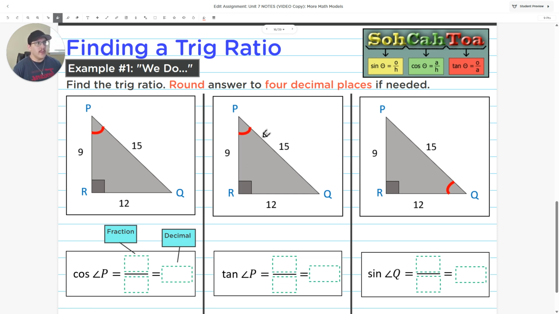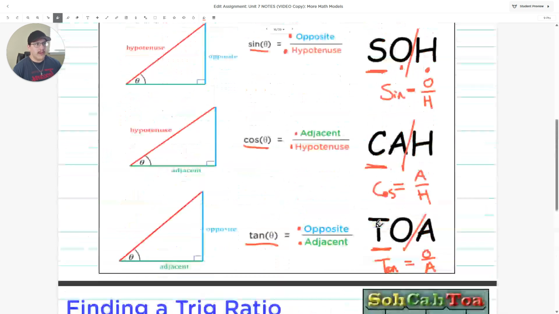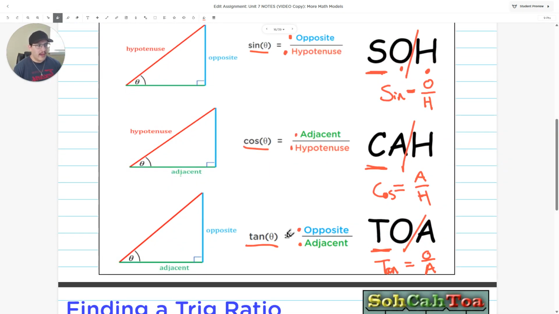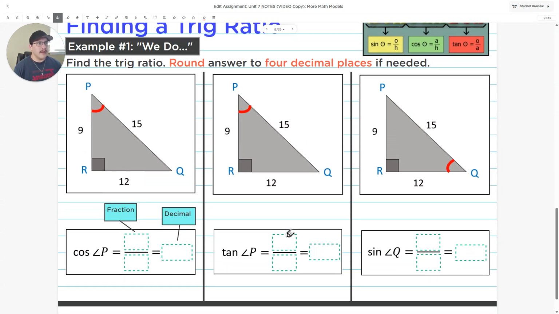For the second one, we want the tangent of angle P. And then the last one, we want the sine of angle Q. So again, using our knowledge of sine, cosine, and tangent, see if you can figure out what the ratios are going to be for each respective triangle. If you know what to do, or if you just want to practice on your own, go ahead and pause the video, try this on your own. Otherwise, I'm going to go ahead and go through this with y'all.